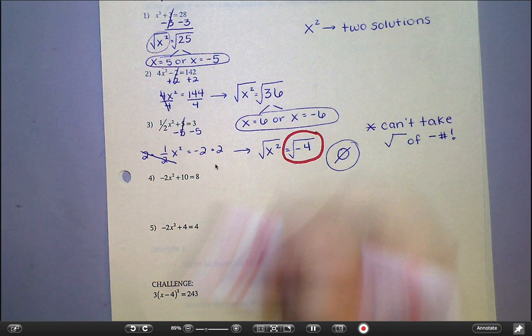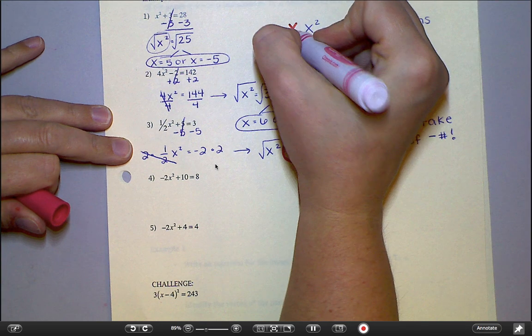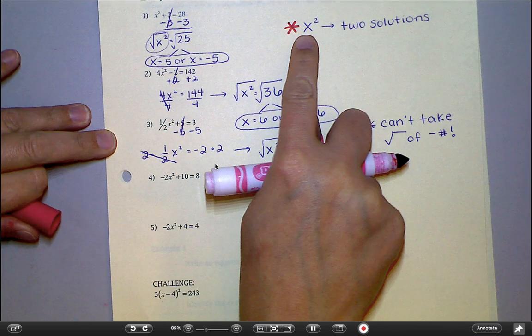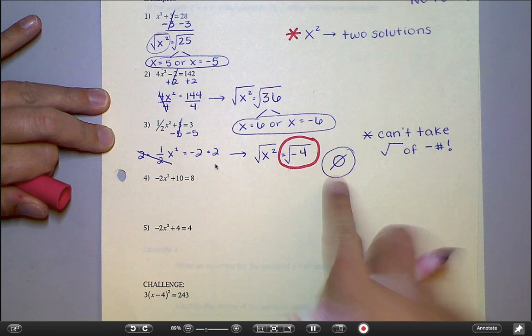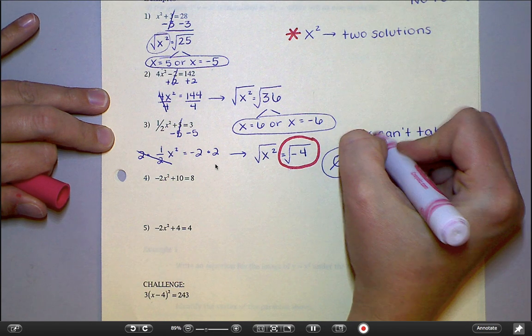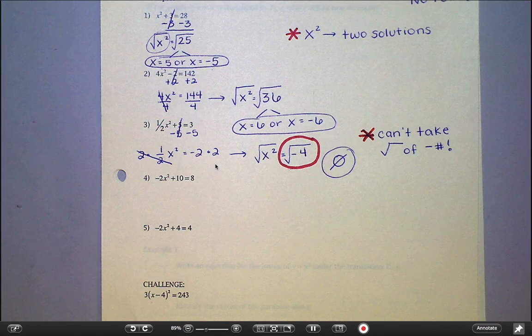So I'm going to kind of just highlight some of our little tips here. Most of the time when you have x squared in your equation, you have two solutions, except in situations like this where you have no solution because you can't take a square root of a negative number. Okay, so moving on to the next one.